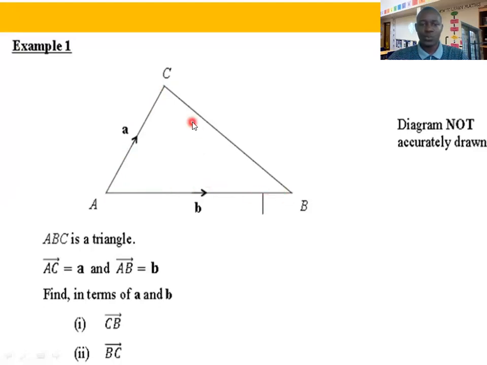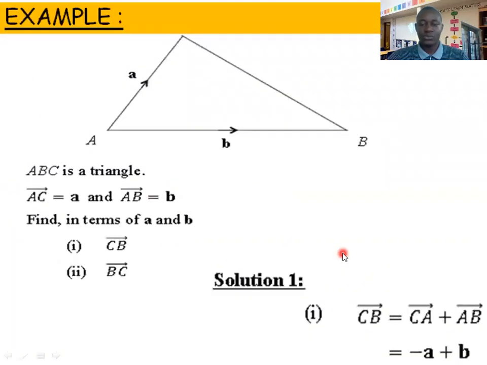Do not forget, we are not given vector CA, rather we are given vector AC. But vector CA is definitely the negative of vector AC. We are given vector AB. Okay, that's clearly seen right there.